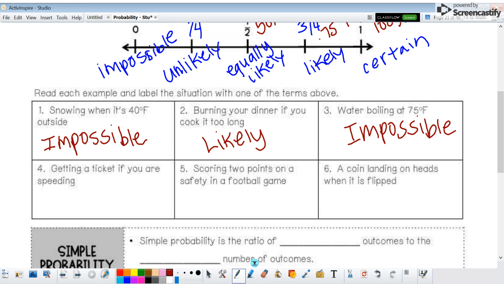Getting a ticket if you are speeding. There's a likely chance that it will happen. If you're speeding enough, you're going to get a ticket. Right, scoring 2 points on a safety in a football game. Getting safeties are very unlikely in football. So we're going to go with unlikely. And a coin landing on heads when it's flipped. Obviously, you only have 2 options, either heads or tails, so it's equally likely.